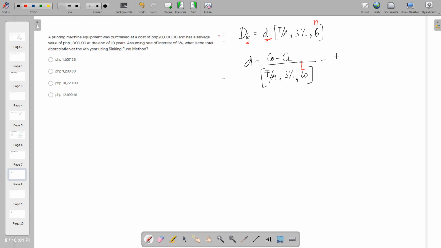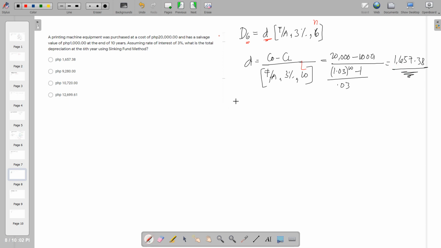CO is 20,000 minus 1000 all over 1.03 raised to 10 minus 1 all over 0.03. We have 1,657.38 pesos. So this is the depreciation.